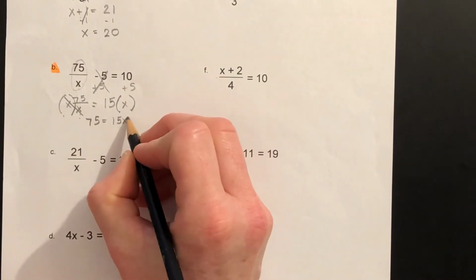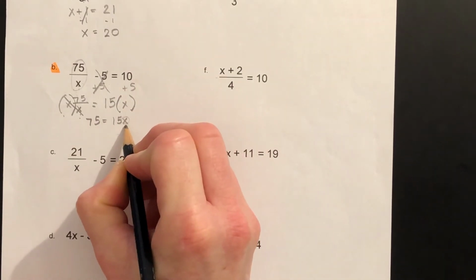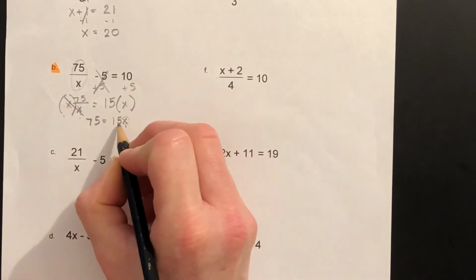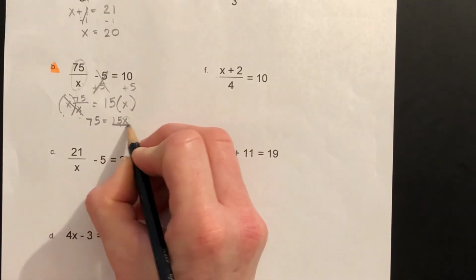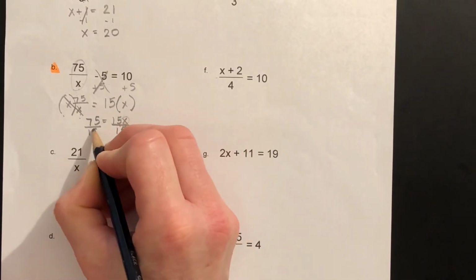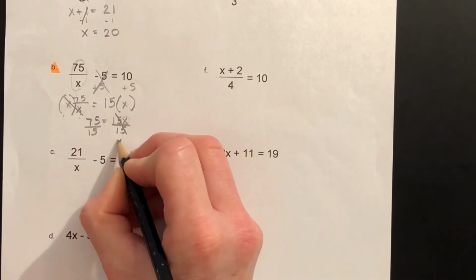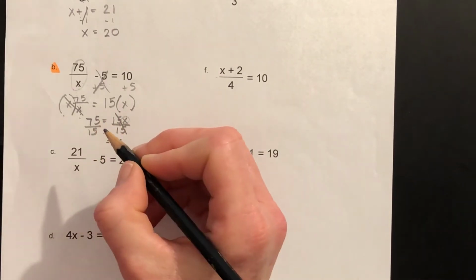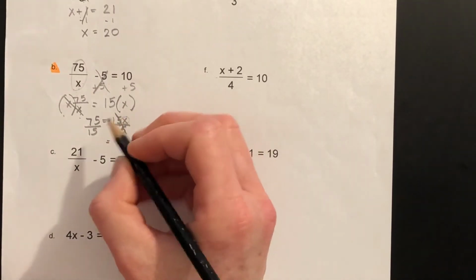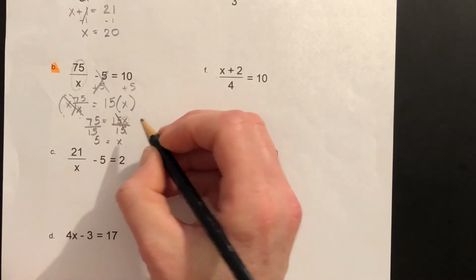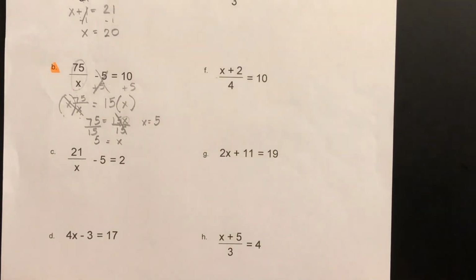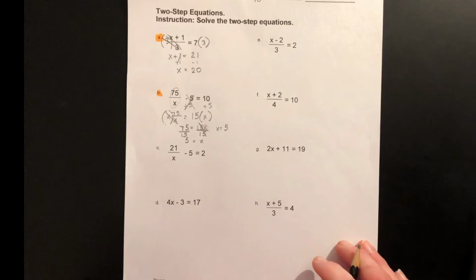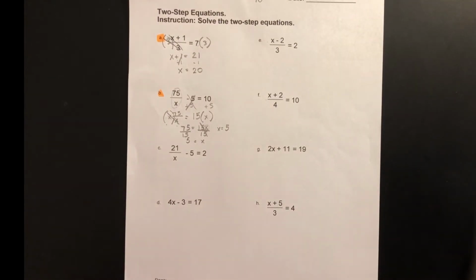We want to get the x all by itself. So we've got to do the inverse of times 15. Remember, inverse means opposite. The inverse of times 15 is divide by 15. That cancels out, and we have x equals 5. And also, we can write it like this. And C is like B. That's it for page 10.